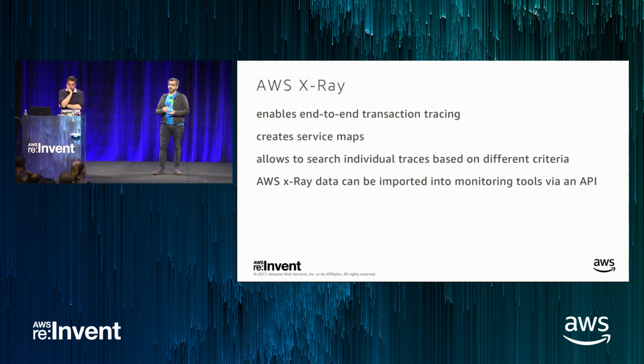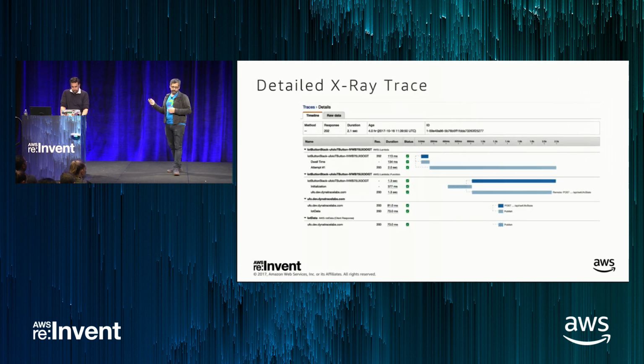Within AWS, this really gives you traces already, it gives you service maps to really understand what's going on in your system, and it also allows you to export this data to other monitoring systems, which can digest this data and use it to also create their traces there.